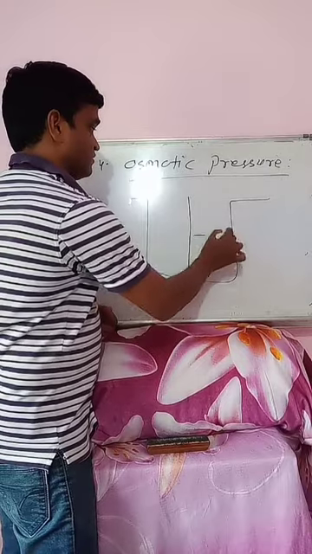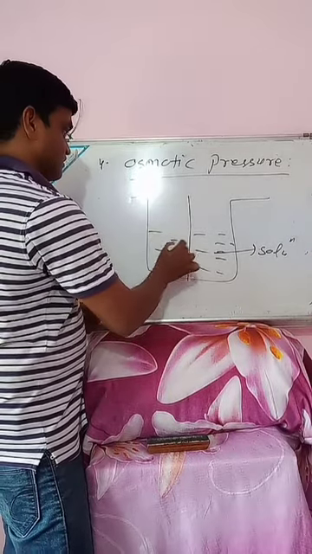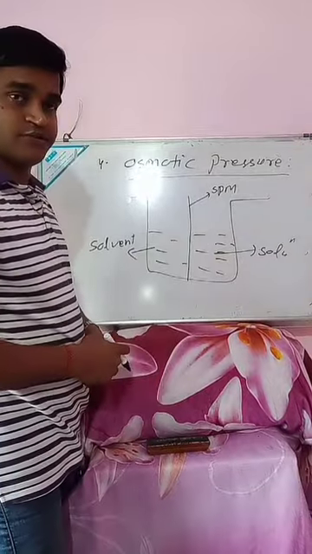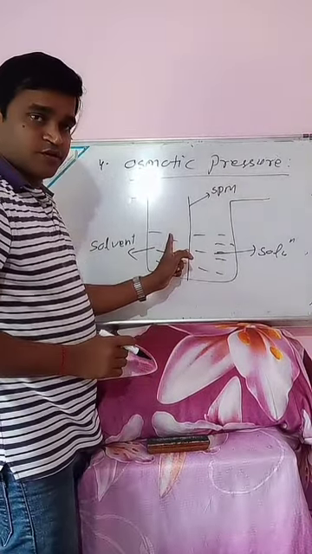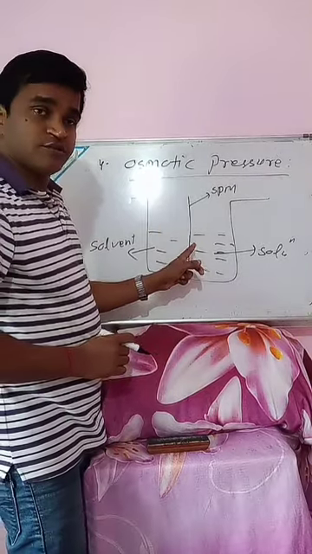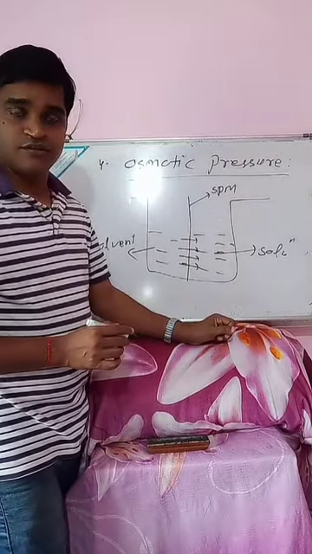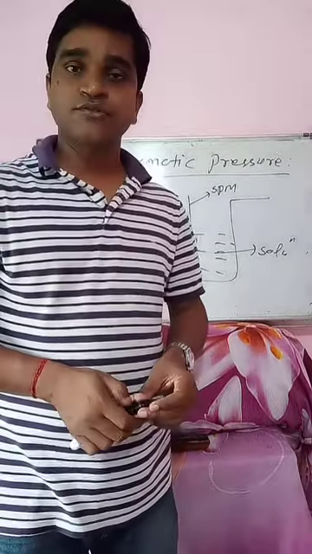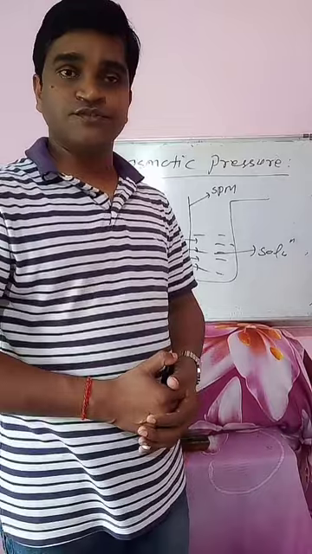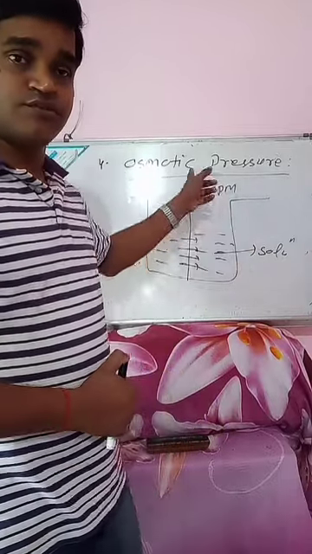Next, suppose you take this as the solution, this as pure solvent, and this as the SPM, semi-permeable membrane. Then if the solution is separated from the solvent by one semi-permeable membrane, it has been seen that the solvent molecules flow into the solution side from the solvent side through the SPM spontaneously. That spontaneous flow of solvent molecules into the solution side from the pure solvent side through the semi-permeable membrane is called osmosis.